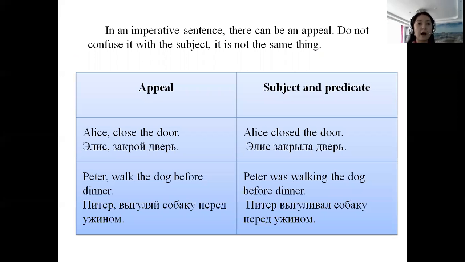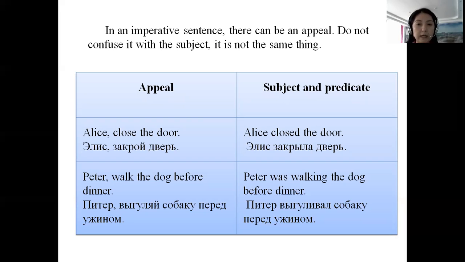Okay, next. In an imperative sentence, there can be an appeal. Don't confuse it with the subject. It is not the same thing. Yes. First, look at this table. In the first, we see appeal, and in the second, we see subject and predicate. For example, Alice, close the door. We translate into Russian: Alice, закрой дверь. It is an appeal.